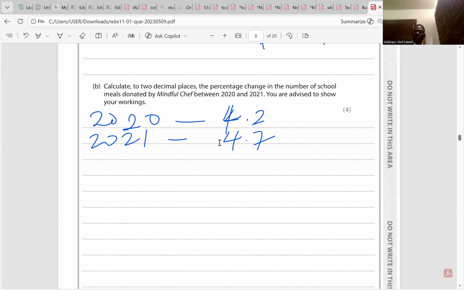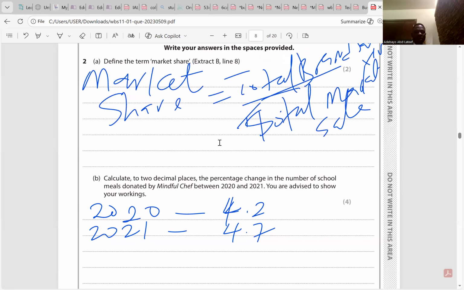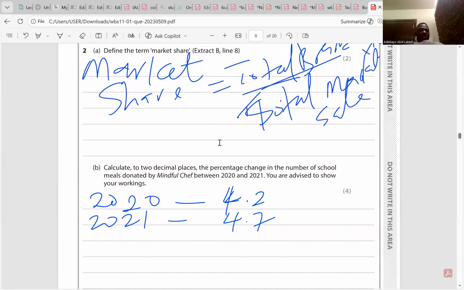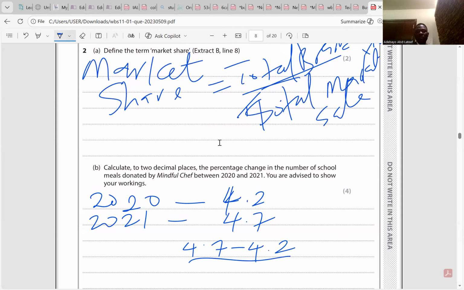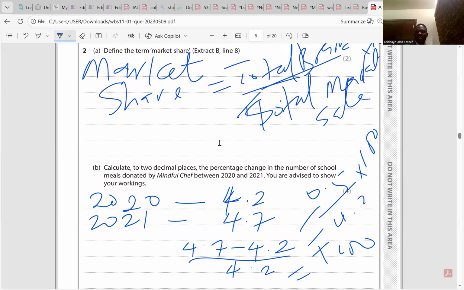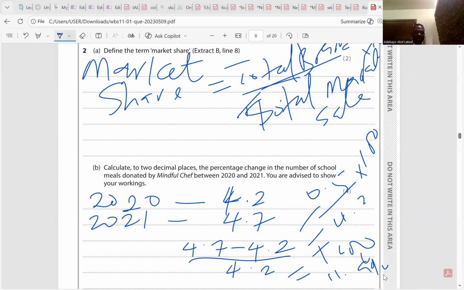Let's see this together. For 2020, it's 4.2, and 2021 is 4.7. So we have to calculate the percentage change. So percentage change will be 4.7 minus 4.2 over 4.2 multiplied by 100. So that gives us 0.5 over 4.2 multiplied by 100, and that's 11.9%. I think that is clear, right?